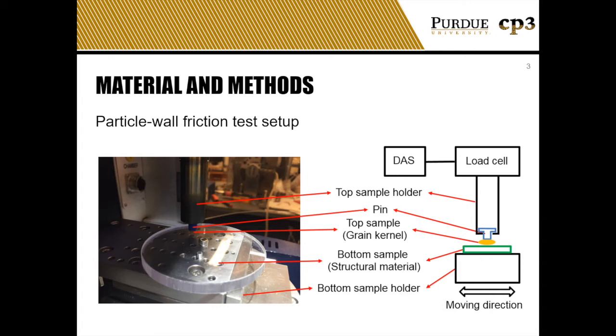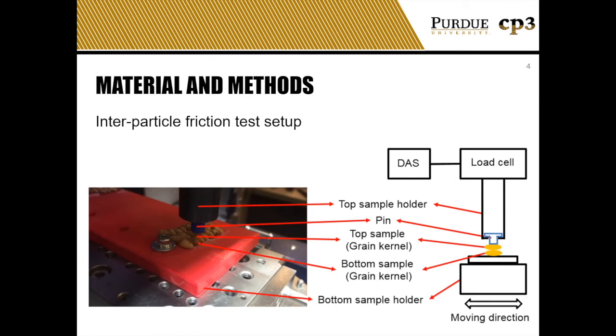During the test, the top sample was first lowered vertically until it came into contact with the bottom sample. The downward movement of the top sample stopped when the normal force measured by the load cell reached a specified level. The bottom sample was then moved horizontally by the driving unit. The normal force and tangential force applied to the top sample were measured and recorded by the load cell.